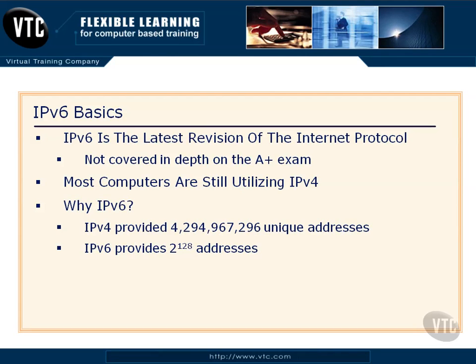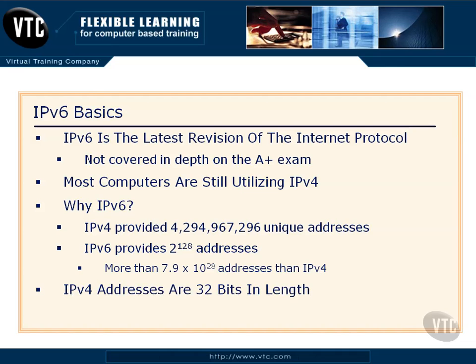IP version 6 provides space for 2 to the 128th power. That means take the number 2, double it, that's 2 to the 2nd power. Double that number, 2 to the 3rd. Double that number, 2 to the 4th. By the time you double it 128 times, you have more than 7.9 times 10 to the 28th power addresses than IP version 4 gave us. A good way to think about this is there are enough IP version 6 addresses to provide an IP address for every visible star in the sky at night. I've heard it said that you could provide IP addresses for the grains of sand on the beaches of the world. So the bottom line is we're not going to run out of addresses.